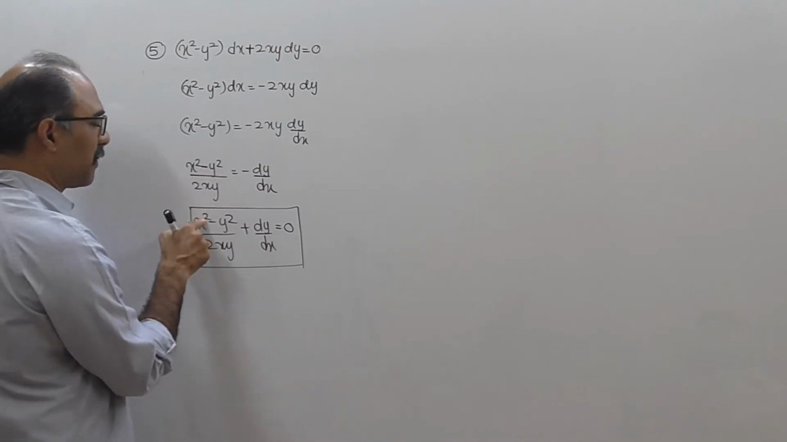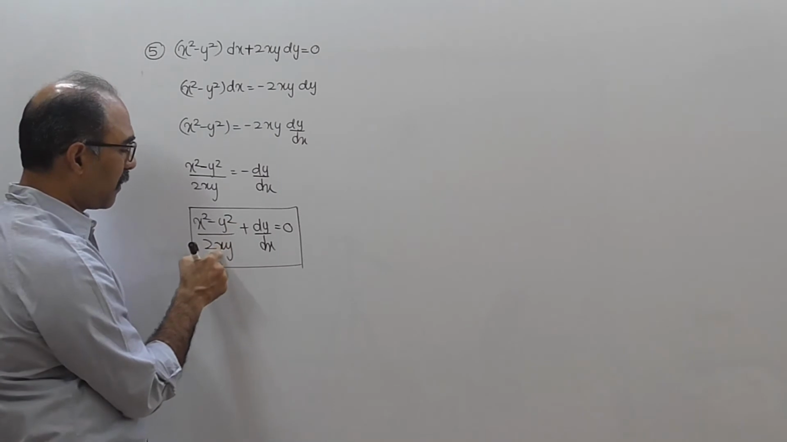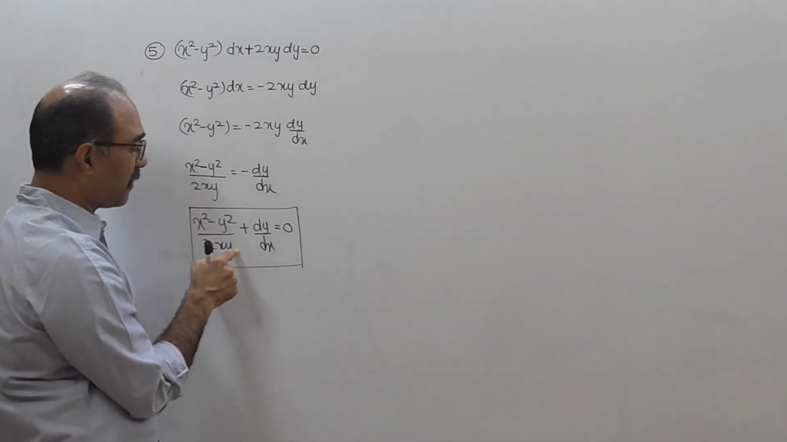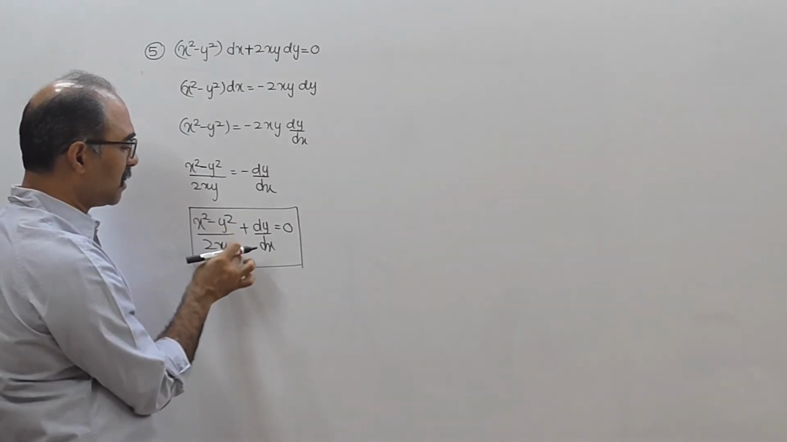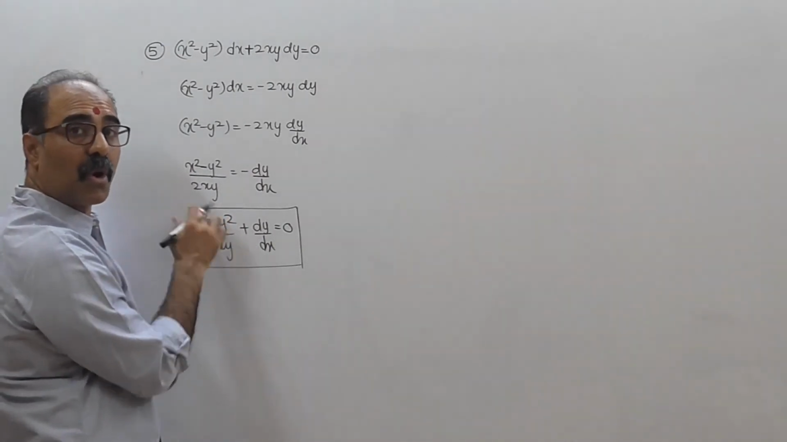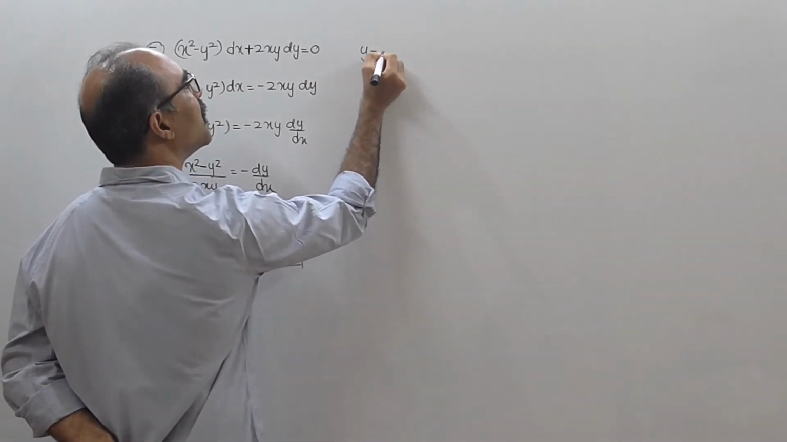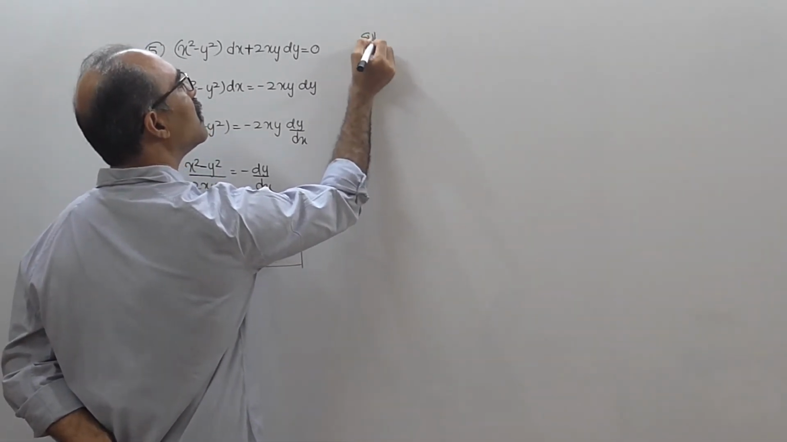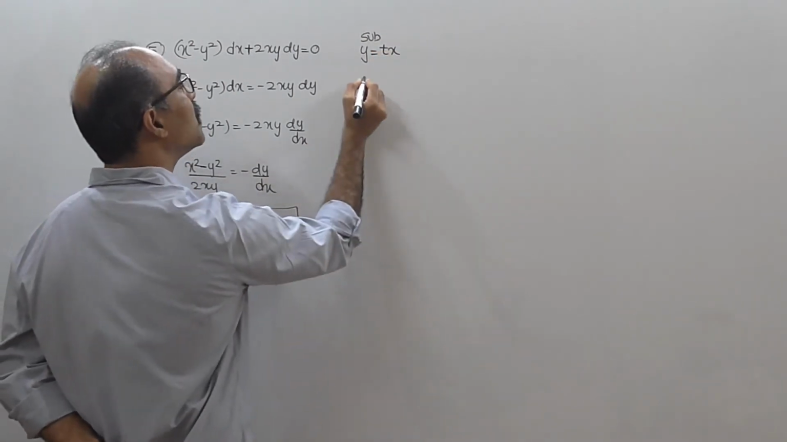Now, what is the power of x here? 2. What is the power of y here? 2. The power of x in the denominator is 1. The power of y in the denominator is 1. So if you see, this is square, this is square. I mean, this is also indirectly 1 plus 1, 2. So all the powers are the same. So it is a homogeneous question. So we can substitute y equal to tx. This we can take as 1.